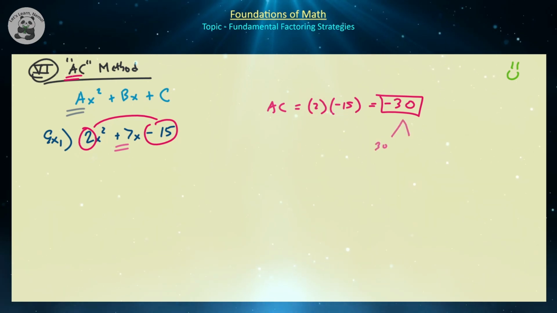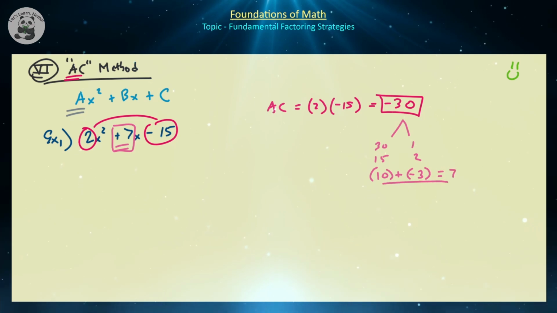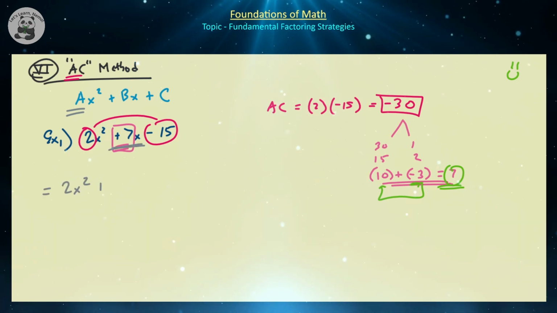So we're going to have 30 times 1, we're going to have 15 times 2, and we're going to have 10 and 3. The product is negative, so one of these has to be negative, and we're going to be adding to 7, so 10 plus minus 3 obviously is going to give us the 7 that we want. So once we find these two numbers, we're going to be decomposing the number 7 with that. So let's see what that means. So this is going to be equal to 2x squared. We're going to decompose 7x into 10x minus 3x, and don't forget your little 15.